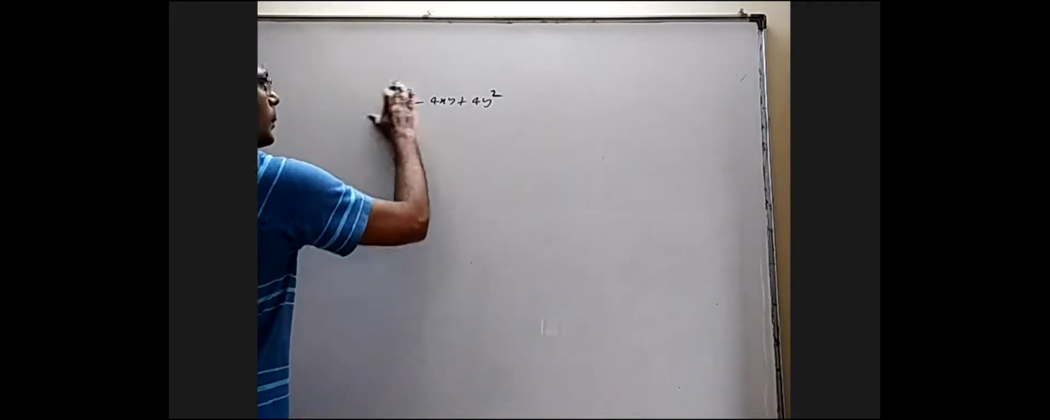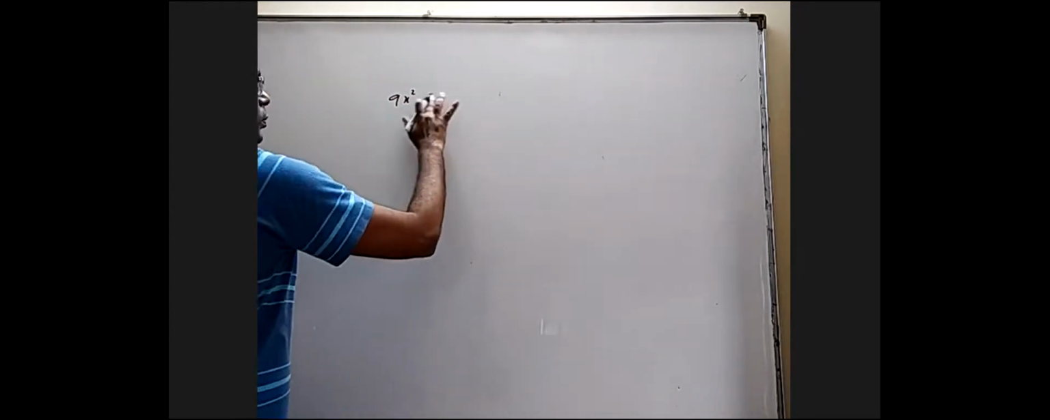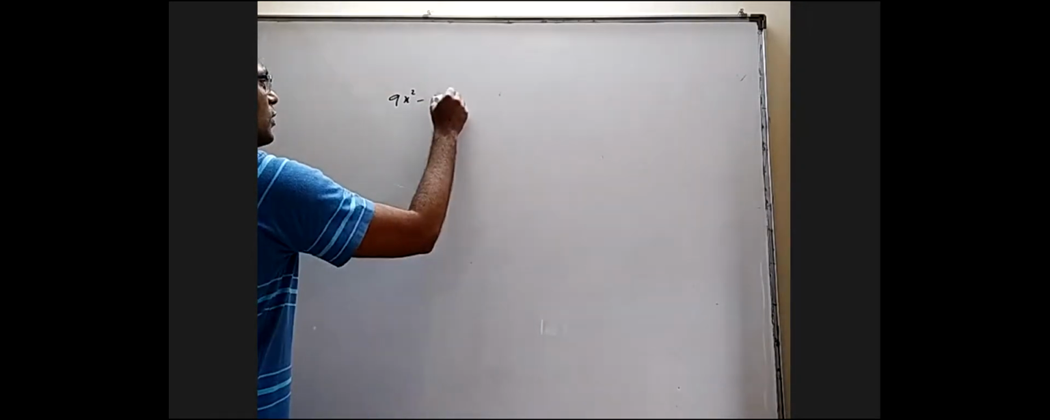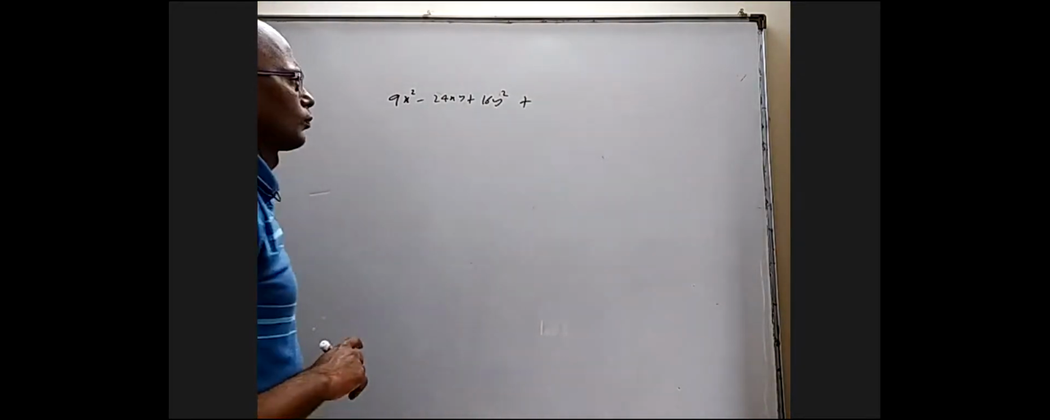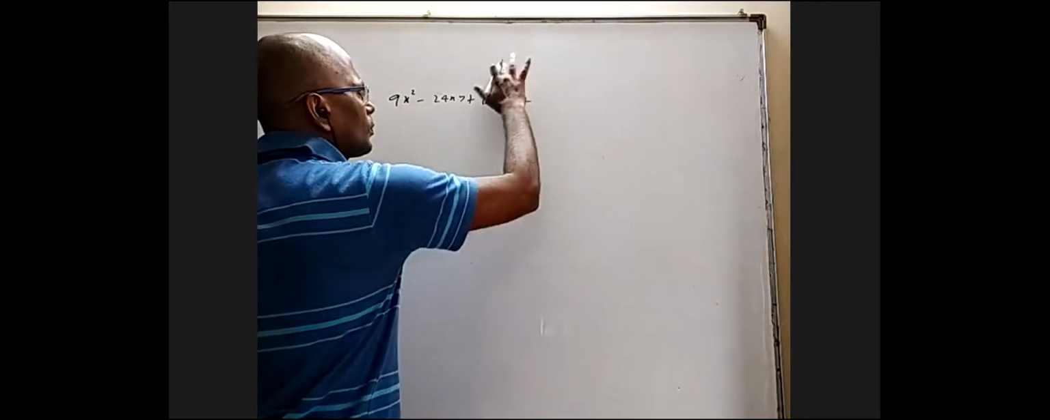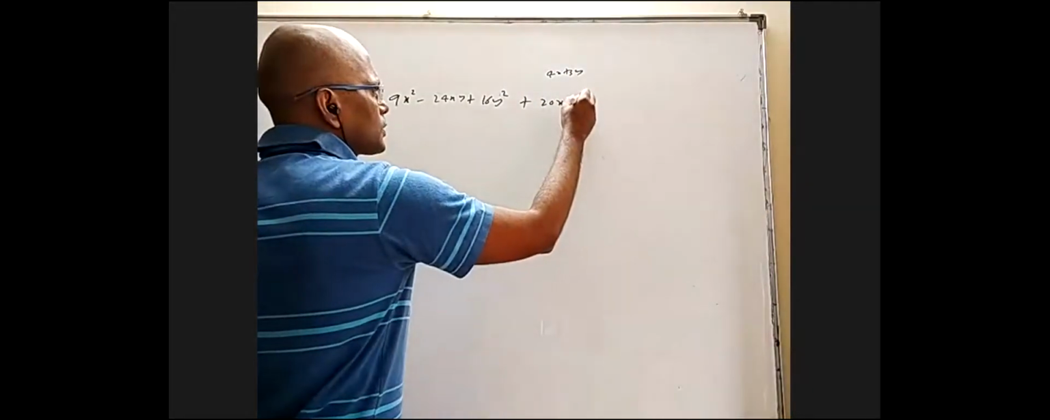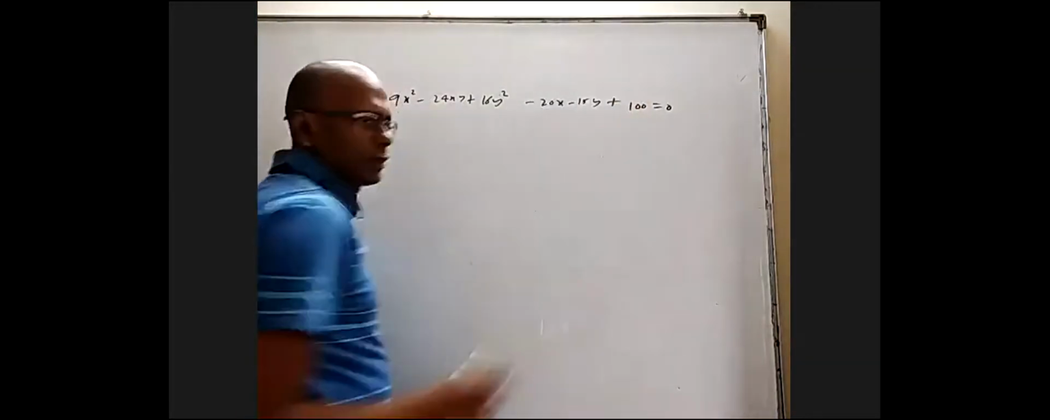Just a minute, I'll get some surd here. So that's 9x square minus 24xy plus 16y square, equal to some 20x plus 15y minus 100 equal to 0. Some kind of equation is there.